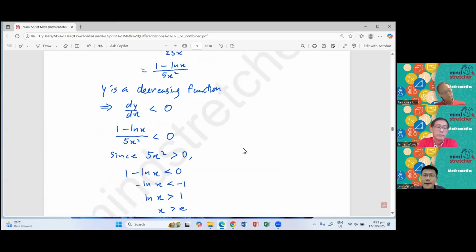The next part is on equations of tangent and normal. So I'll pass over to Teacher James to continue. Okay, thank you, Teacher Quilin.